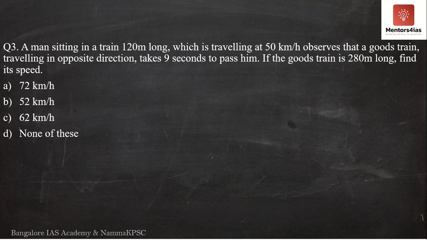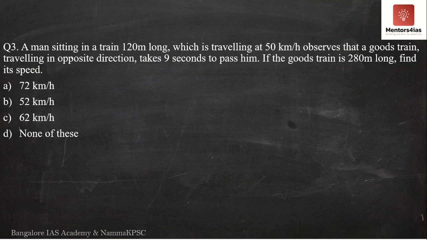Next question. Now, the next question says, a man sitting in a train 120 meters long, which is now traveling at 50 kilometers per hour, observes that a goods train traveling in the opposite direction takes 9 seconds to pass him. If the goods train is 280 meters long, find its speed.